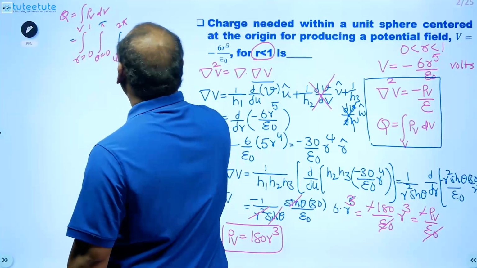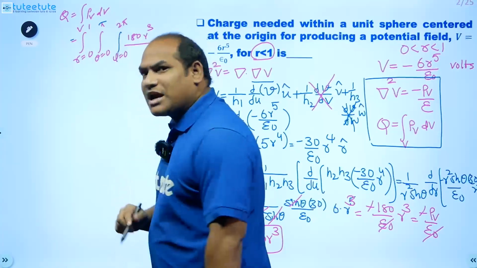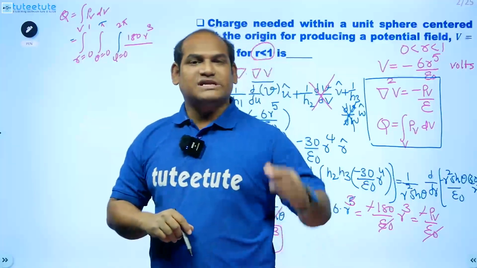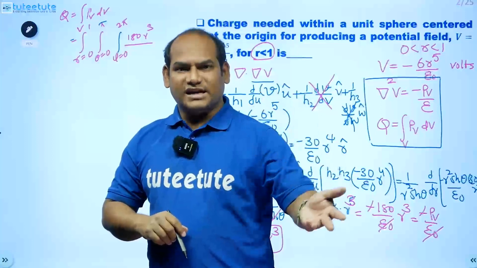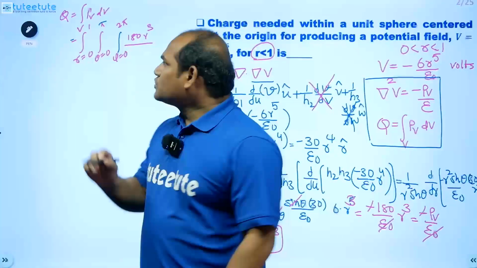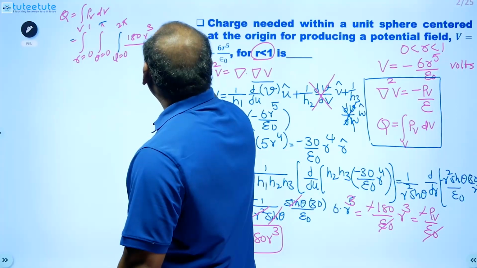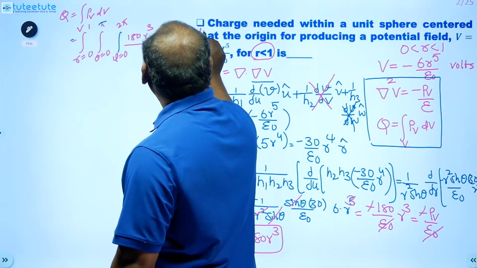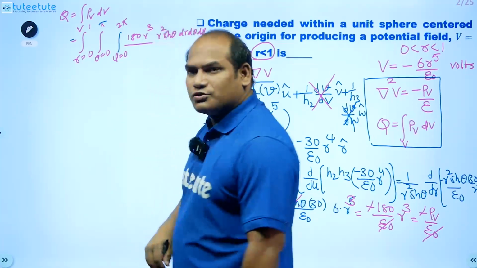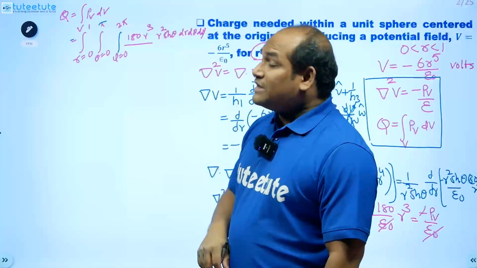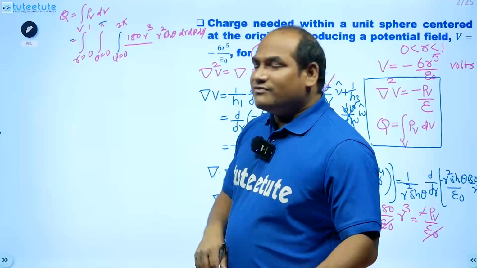This is rho V. But dV is nothing but we have to take differential lengths due to the changes in r, due to the changes in theta, due to the changes in phi. So what we'll get here? R square sin theta dr d theta d phi. So check your basics related to the spherical coordinate system: when you change dr, the scaling factor is 1 only.